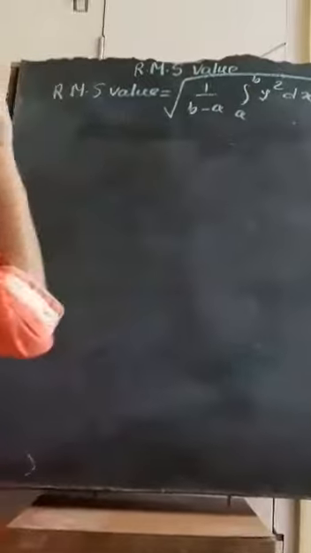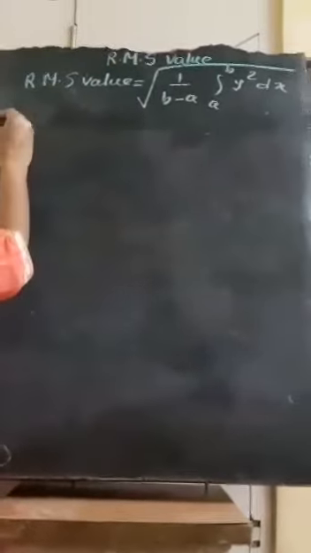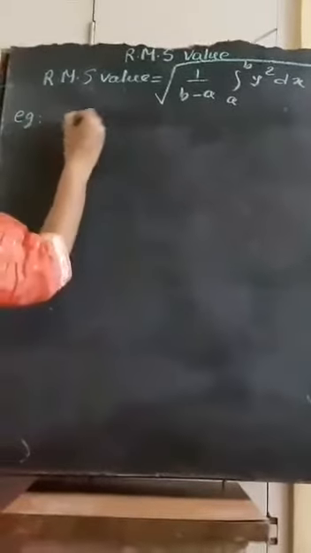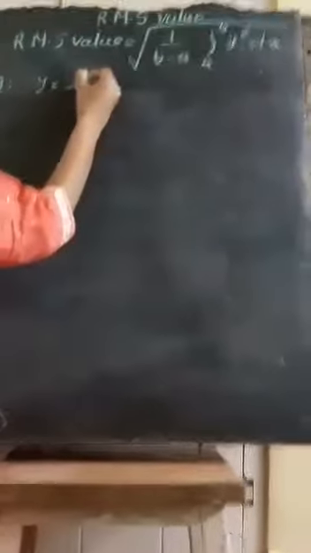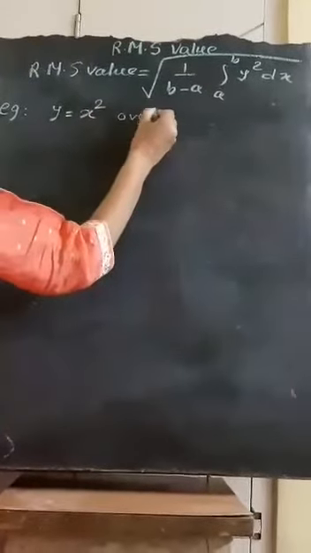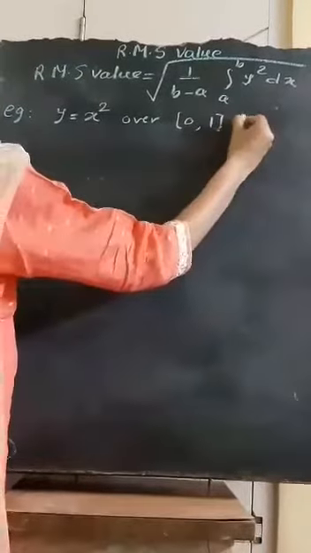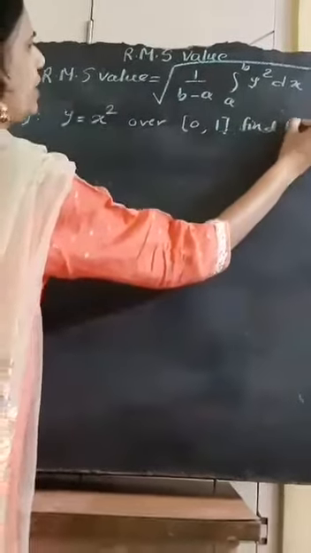So it is the mean value of y square, and then after the answer we will take the square root. That is what is root mean square value. I will take a simple example first. Y is equal to x square over 0, 1. The question is to find the RMS value.